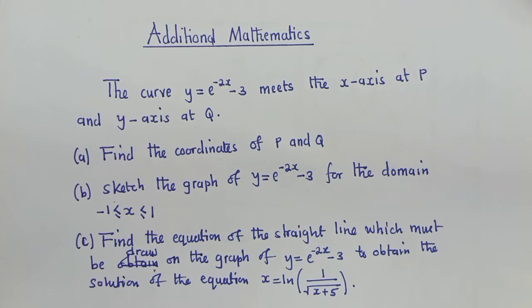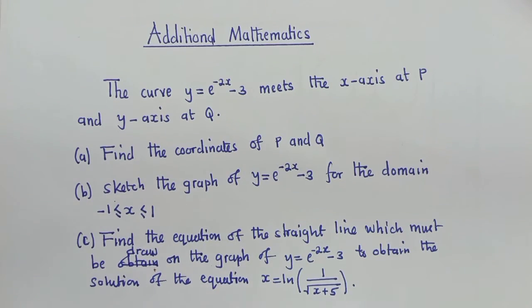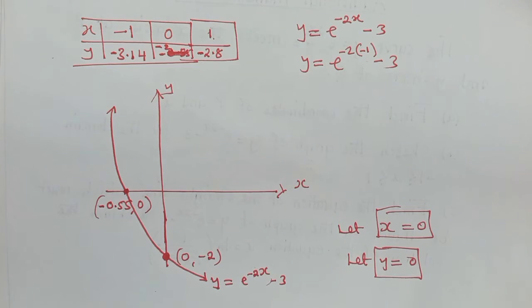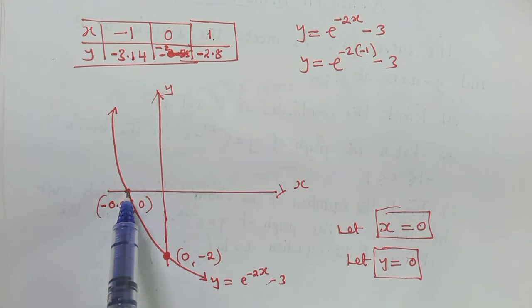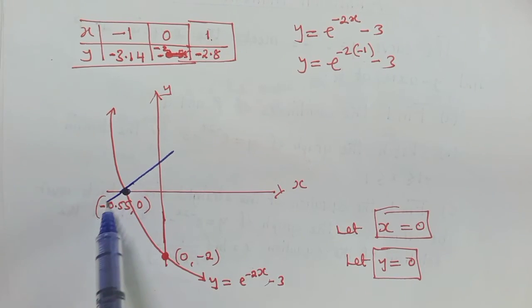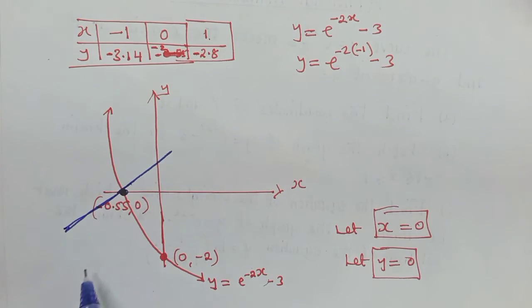And what are they asking us to find in the next question? They are asking us to find the equation of a straight line which must be drawn on the graph, to obtain the solution of this equation. We'll get the graph, which is here, because we know that the solution for this is right here. Okay, this is where the solution is. So we know that there is a line which passes like this.